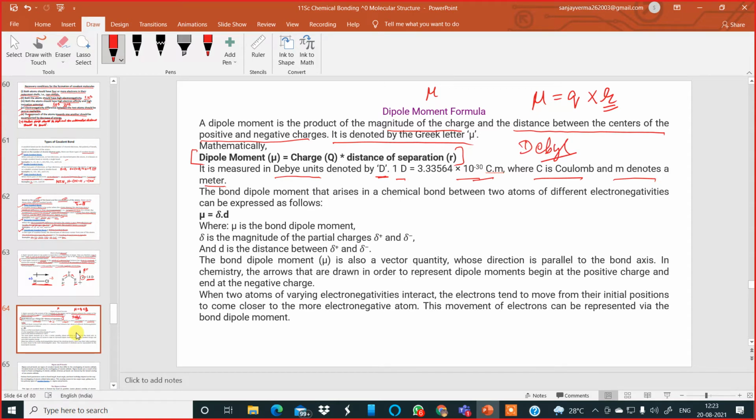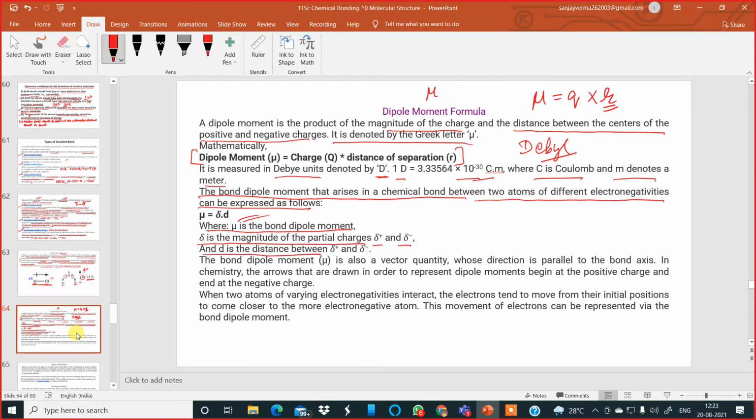Step B. Now, the bond dipole moment that arises in a chemical bond between two atoms of different electronegativities can be expressed by the formula: mu is equal to delta times D, where mu is the dipole moment, delta is the magnitude of the partial charges, positive and negative, and D is the distance between them.